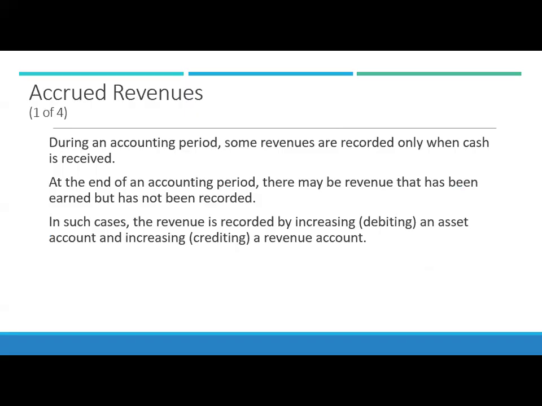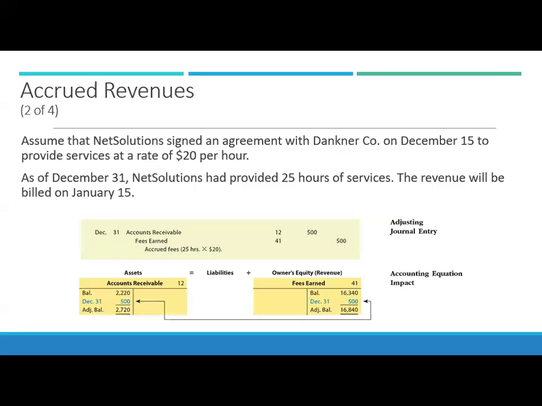There can also be accrued revenues. This is the example where at the end of the accounting period, there's revenue that's earned, but it has not yet been recorded. And in such cases, the revenue is recorded by debiting an asset and crediting a revenue account. For example, Net Solutions has an agreement with another company to provide services at a rate of $20 an hour. And they provided 25 hours of services, but they didn't send the bill yet.